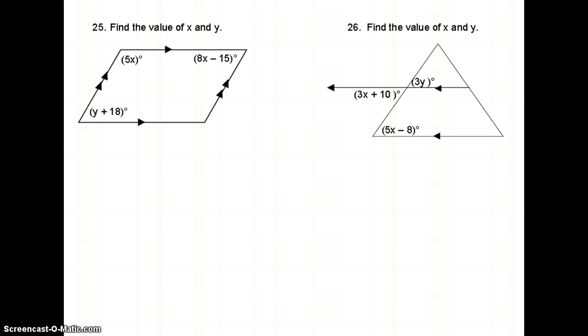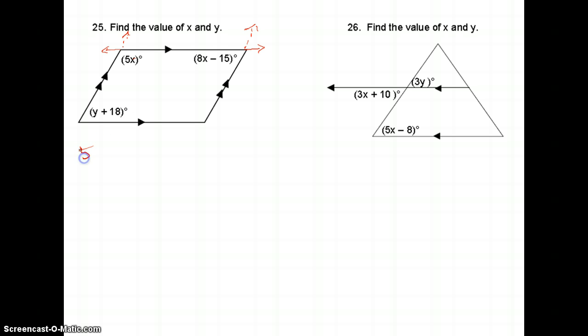Number 25 says find the value of x and y. Okay, first, you'll notice that we have parallel lines here. So even though you don't see it right now, you'll know that these two angles between these parallel lines, so they're interior, are going to add up to 180. If you want to extend this so you can see it a little better, you can. This is your transversal, and this is one line, and this is the other. So these are consecutive interior angles, therefore they must add up to 180.